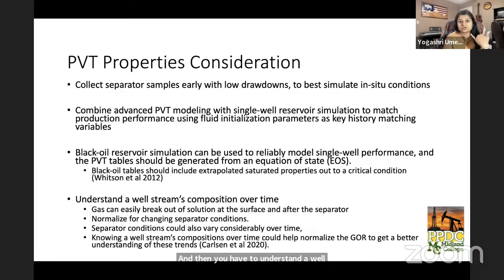Gas can easily break out of solution, so normalize for changing separator conditions. Separators could also change considerably over time. And then knowing a well stream composition over time could help normalize the GOR to get a better understanding of these trends.